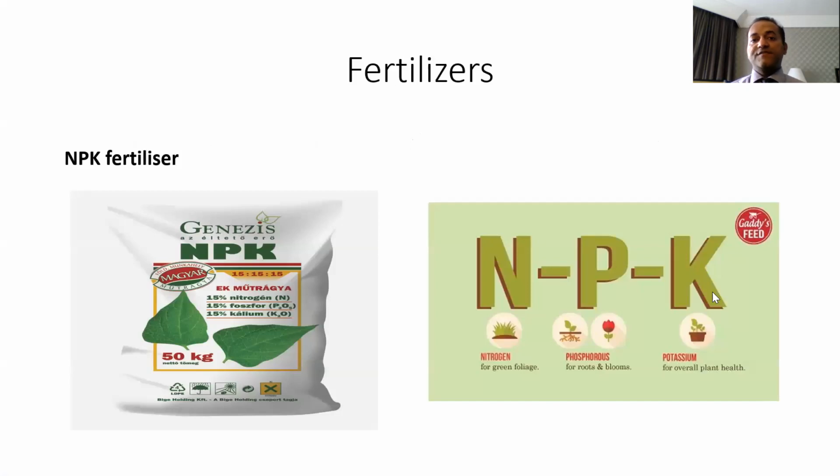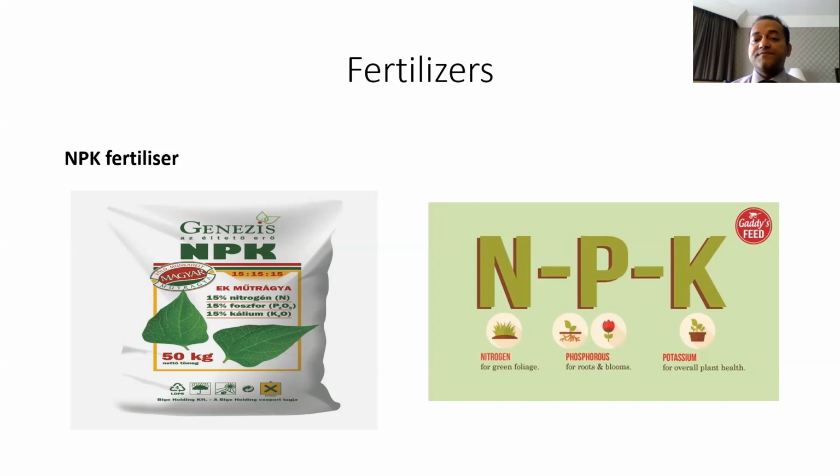All of you have seen fertilizers, and the most common fertilizer is NPK. N stands for nitrogen, P for phosphorus, K for potassium. Nitrogen is required for the plant to produce green leaves. By adding nitrogen mineral, the plant can produce many green leaves, and it is important for growth as green leaves are important for the photosynthesis process.